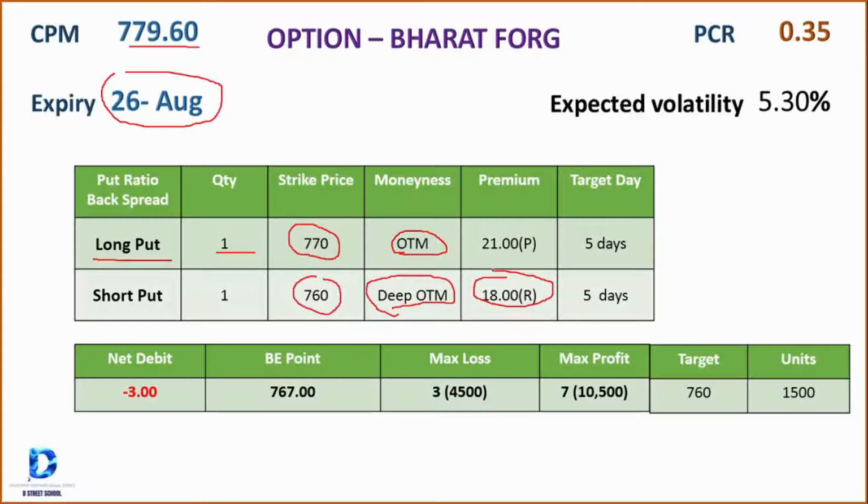The maximum loss we can expect from this strategy would be 3 rupees in premium, which is 4,500 rupees. The maximum profit we can book, if everything goes in our favor, will be 10,500 rupees. We will book profit by using this strategy. So our target price would be 760. As I said before, the current price is 779.65.